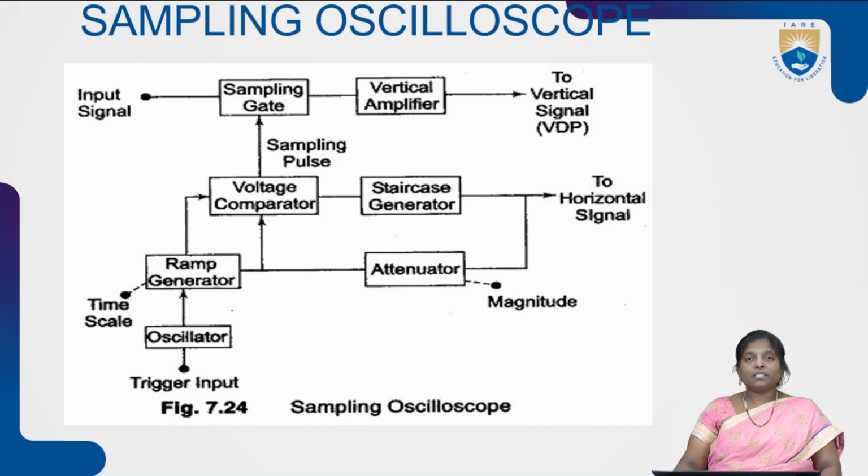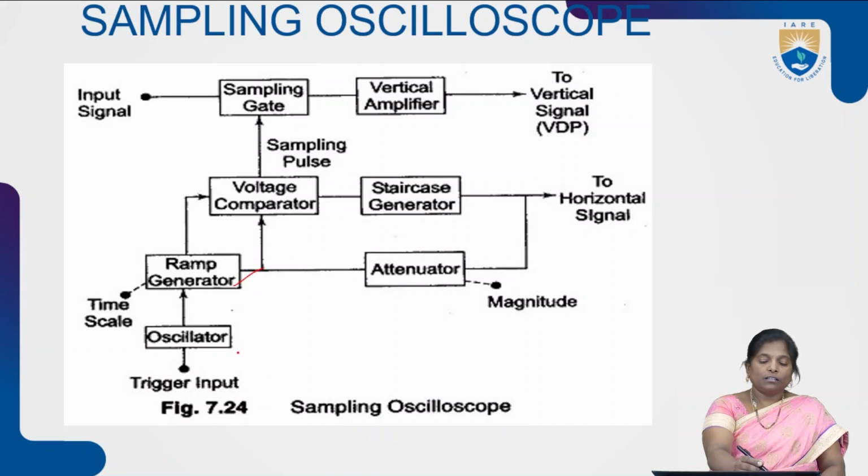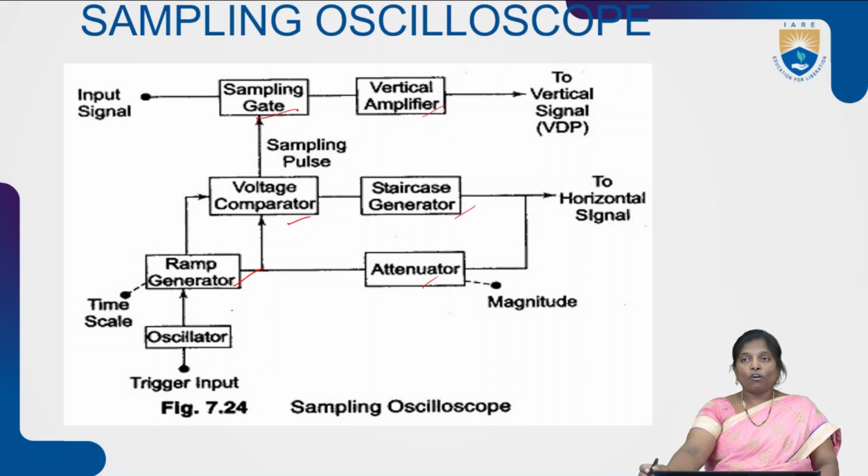The main blocks present in the sampling oscilloscope are the ramp generator, voltage comparator, staircase generator, attenuator, vertical amplifier and sampling gate. These are the main blocks present in the sampling oscilloscope.